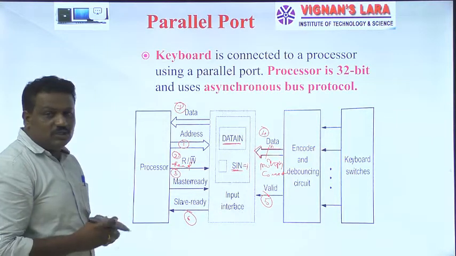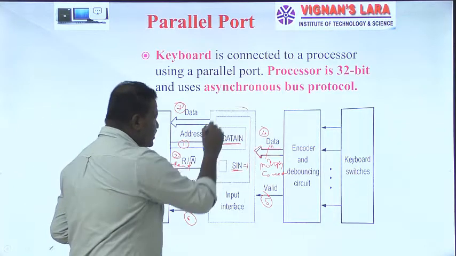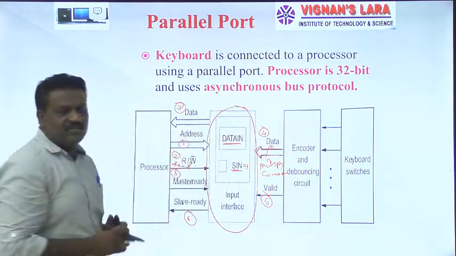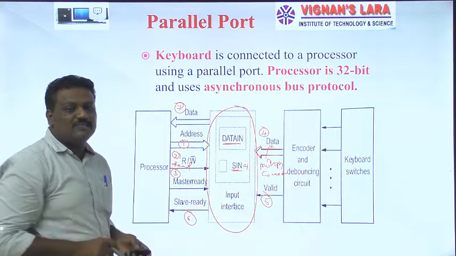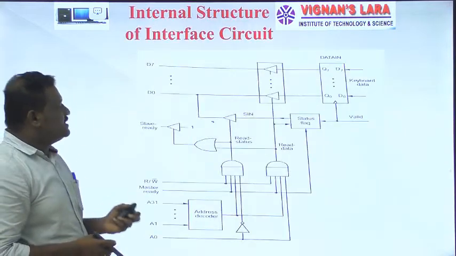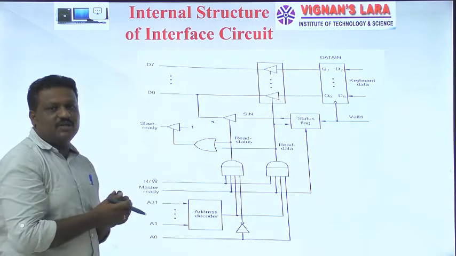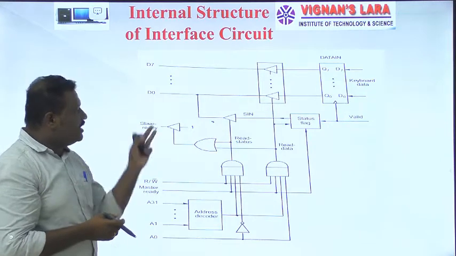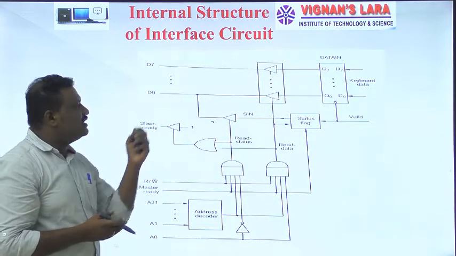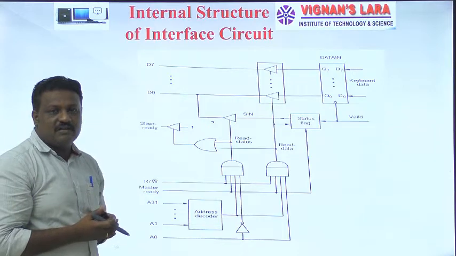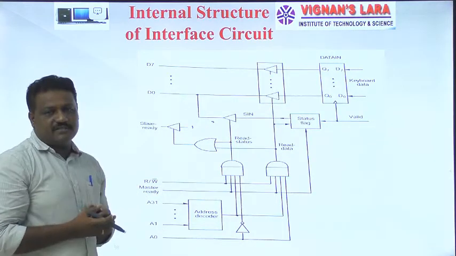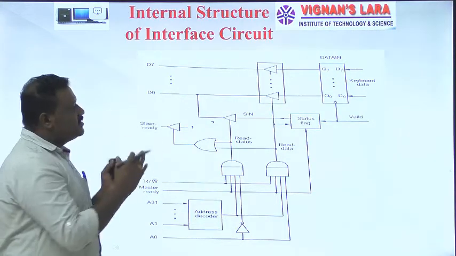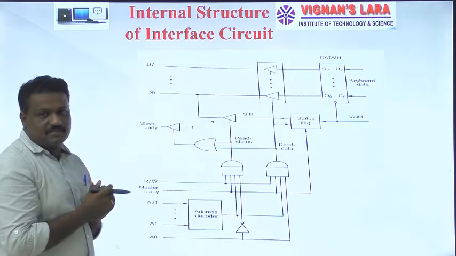Now, we are going to discuss the internal circuitry of this input interface, how it looks to do all these operations. See guys, this is the internal circuitry of your input interface. It consists of different logic gates, different tri-state buffers, an address decoder, everything. So we can go and analyze what this circuit is.